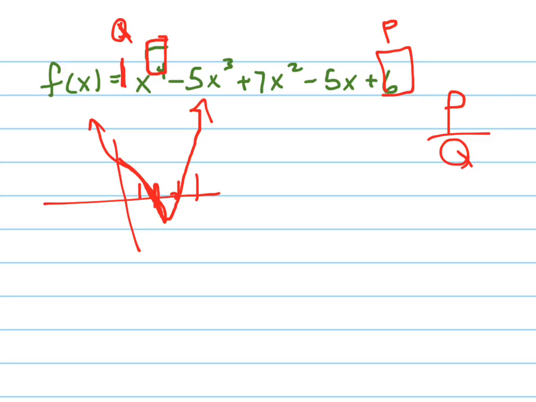And why does that help us? Well, because when I look at my picture, I can see, oh look, that looks like 2, and that looks like 3 right there. So those are 2 of my zeros. 2 and 3 are 2 of my zeros.